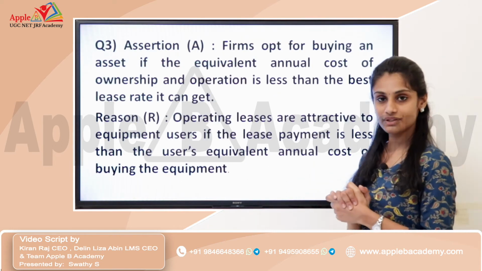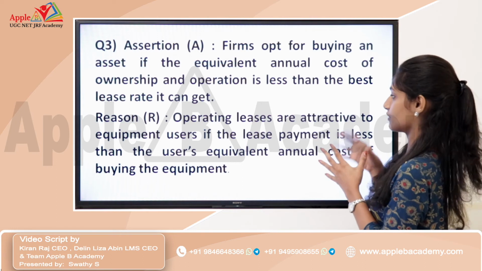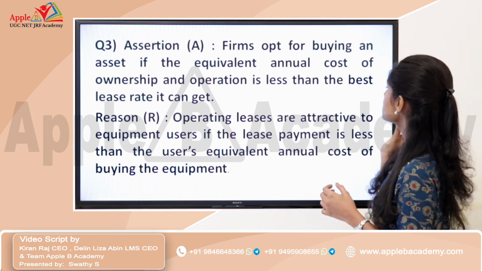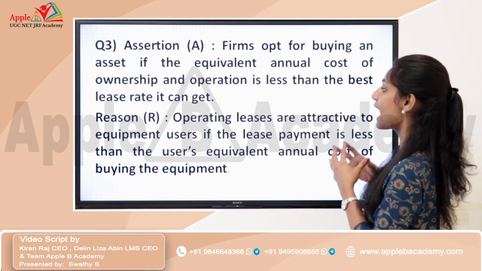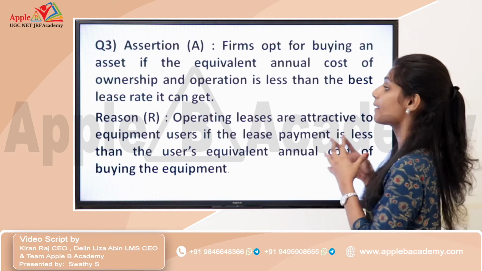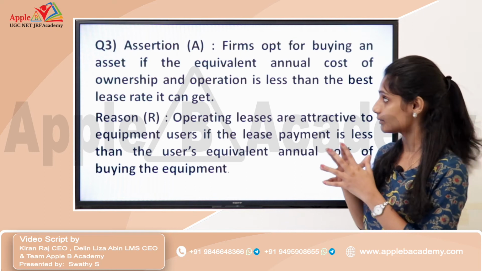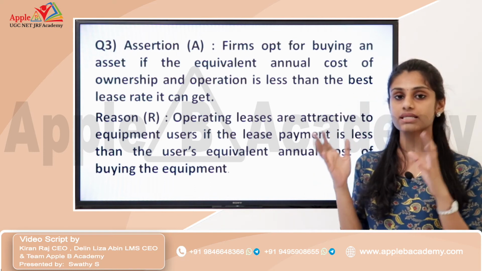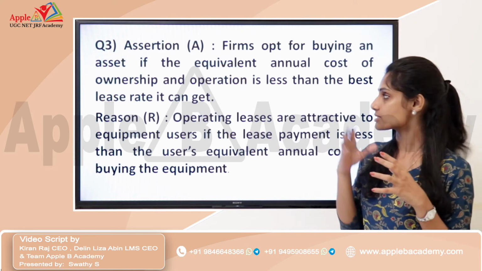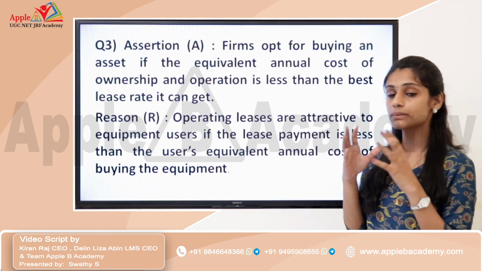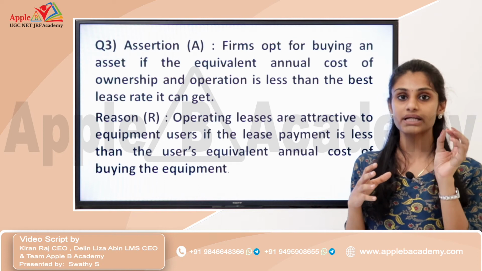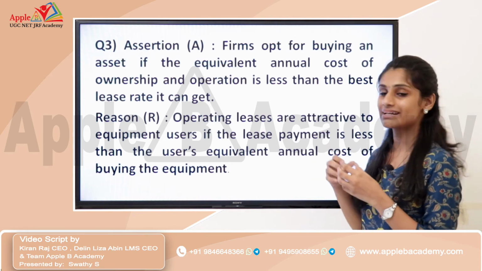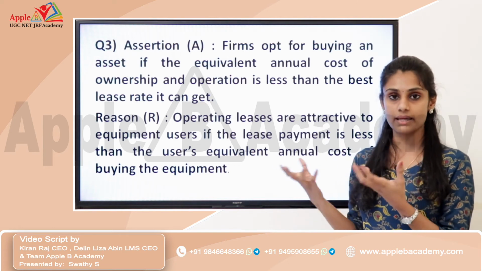So coming back to our question, in this assertion, firms opt for buying an asset if the equivalent annual cost of ownership and operation is less than the best lease rate it can get. That means from the part of the firm, if the firm is comparing two options, that is either to purchase a particular asset, if they are considering the purchase price or ownership cost, they find it is much less while comparing it to the cost related to leasing a particular asset.